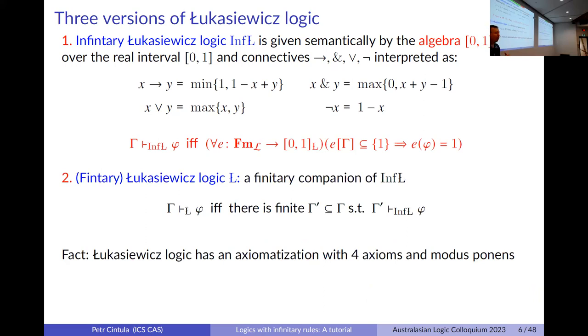Let's go to the other version of Lukashevich logic, which is usually called just finite Lukashevich logic. I will denote it L. The previous one was infinitary L, and this is its finitary companion. The finitary companion is the largest finitary logic contained in a given logic, but we can define it the usual way. It proves something whenever there is some finite subset which proves it in the stronger logic. So when it comes to proving things from finitely many premises, these two logics are the same. From infinitary premises, they are not the same. This logic has an axiomatization with just 4 axioms and modus ponens as the only rule.